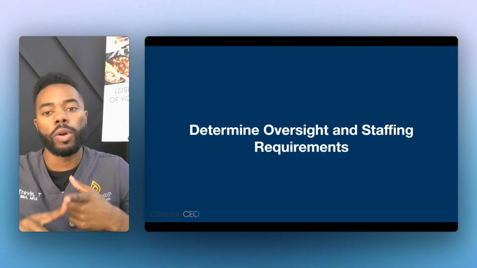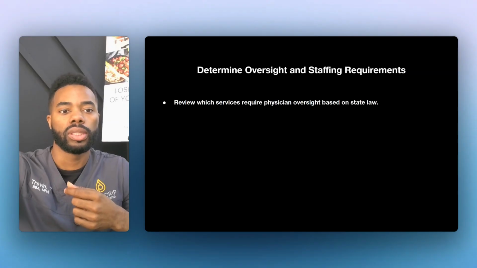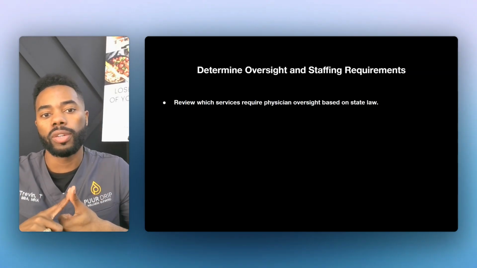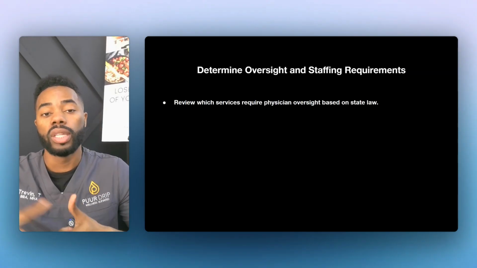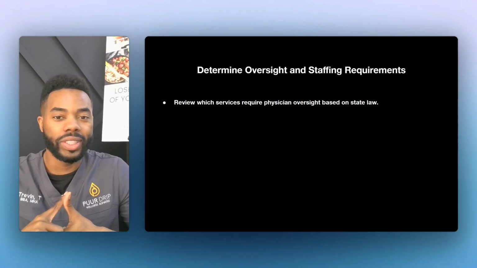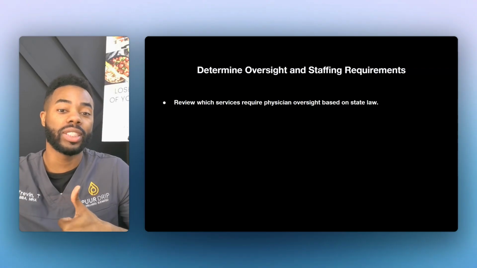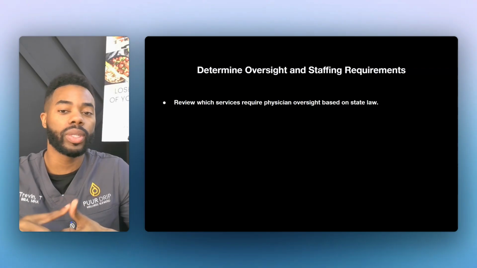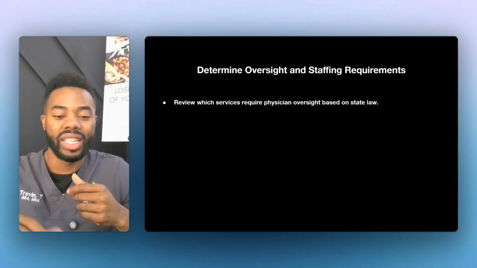So next is determine oversight and staffing requirements. So review which services require physician oversight based on state law. So I like to double down on this. I know we did this in the last step, but I just want to mention that again. Just make sure that you do this in case you skipped to this.